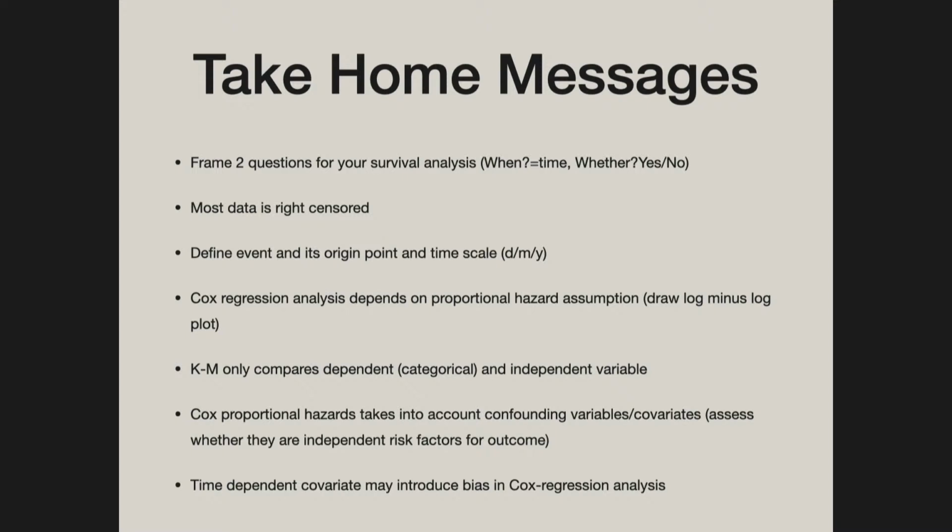And KM only compares dependent and independent variables, that is the Kaplan-Meier curve. But if you have covariates, you have to do a Cox proportional hazards and a multivariate analysis to account for confounding variables, to assess whether the factor you are considering is an independent risk factor for the outcome or not. And a time dependent covariate like age may introduce a bias in the Cox regression analysis. With this, I would like to conclude my talk. Thank you so much.